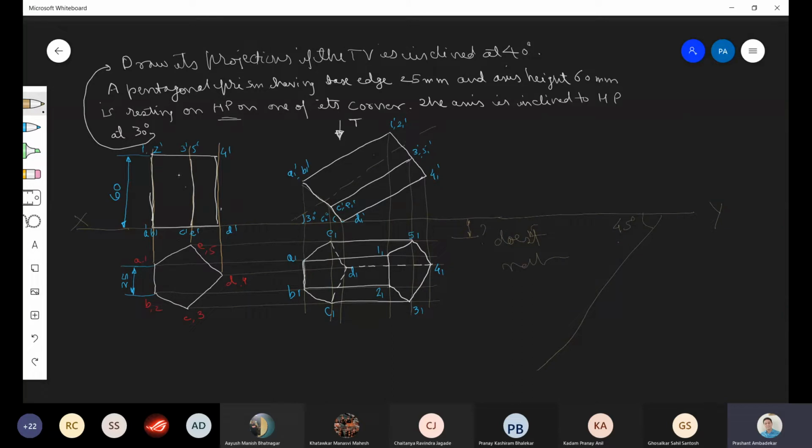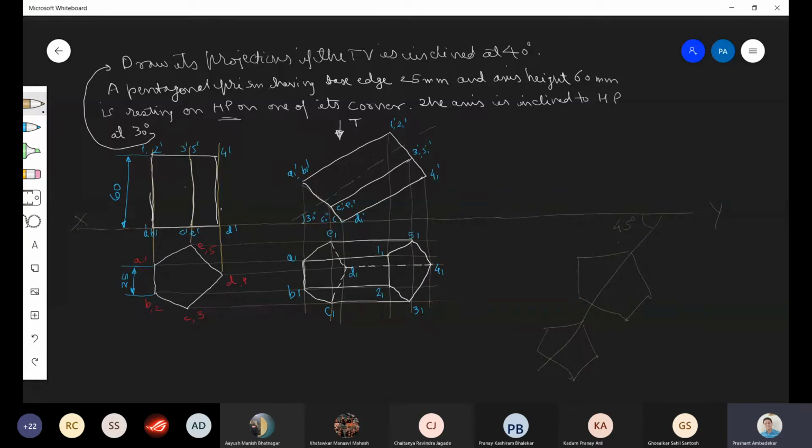Because nothing is specified of this object with respect to VP. Okay, as far as front view is concerned, this should always touch the XY line, but top view, no information is provided, so we can draw it anywhere. Draw it anywhere means now the pentagon that we are going to draw like this. I will tell you how to draw this pentagon. You can start drawing it here, you can start drawing it here also, anywhere, but जितना दूर ड्रॉ करोगे उतना वो बुक के नीचे चला जाएगा. Okay, so we'll choose a convenient point somewhere here and we'll start drawing it from here.